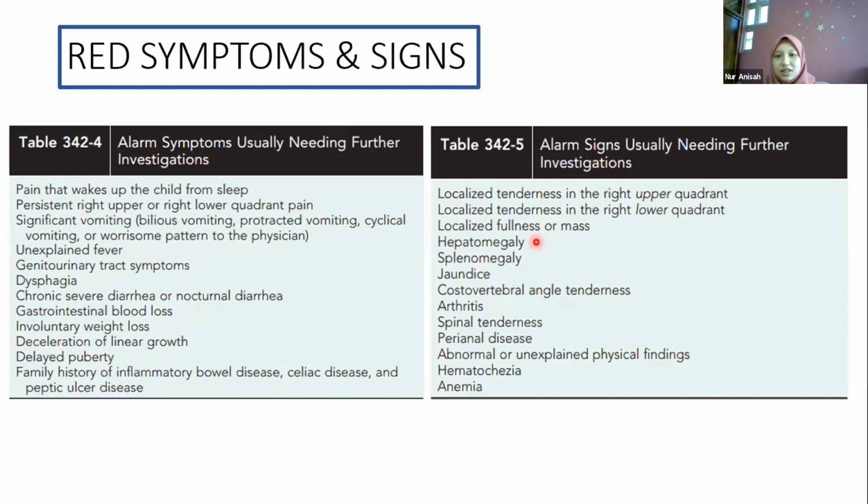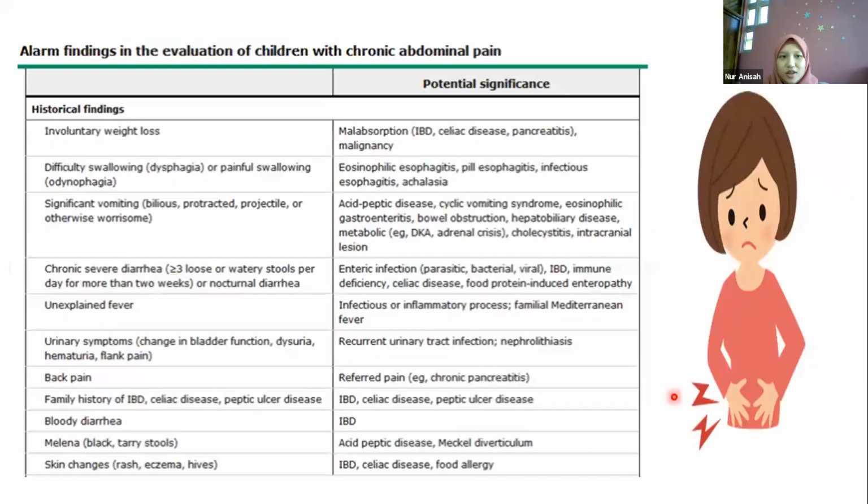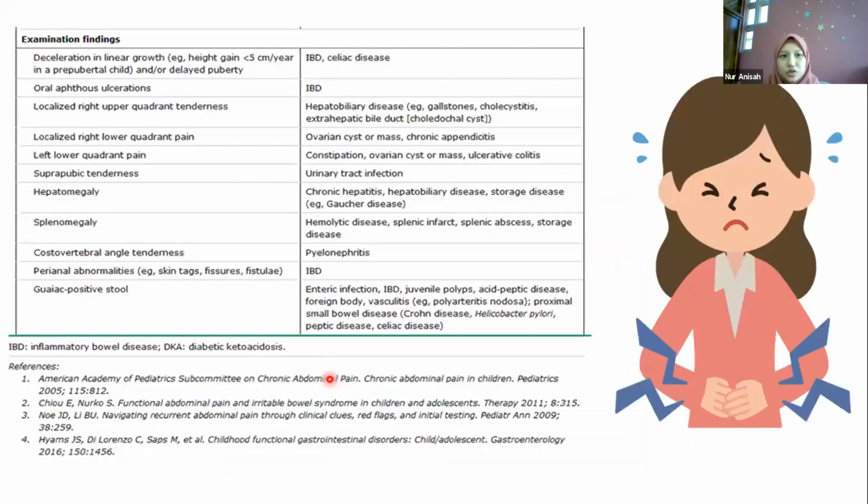For the signs, same, tenderness at other parts of the abdomen aside from the periumbilical area, localized fullness or mass that might suggest any benign or malignant cause, hepatomegaly, splenomegaly, jaundice, costovertebral angle tenderness, arthritis, spinal tenderness, perianal disease, abnormal or unexplained physical findings, hematochezia, and anemia. Okay. So these are examples of red signs that might indicate potential significant disease, like involuntary weight loss may indicate malabsorption in IBD, celiac disease, or pancreatitis, or even malignancy. And you can read later on about this list. The same goes for the examination, like in IBD, we can find oral aphthous ulceration.